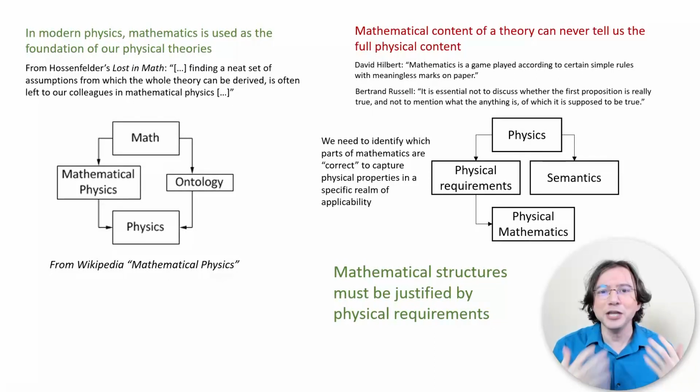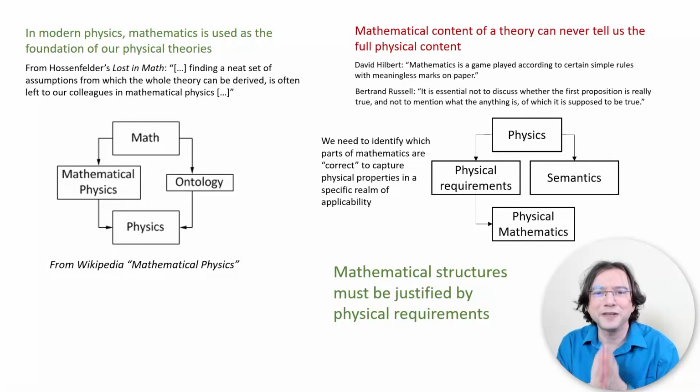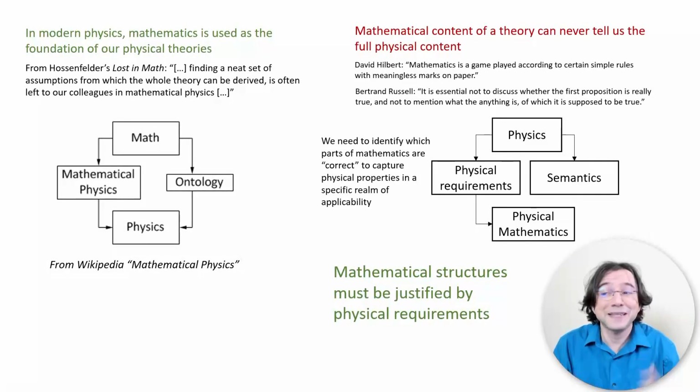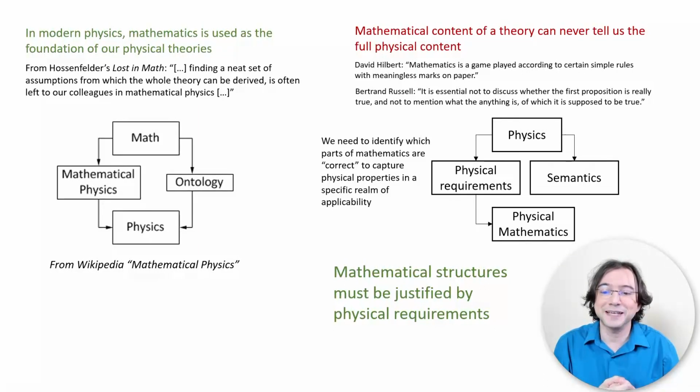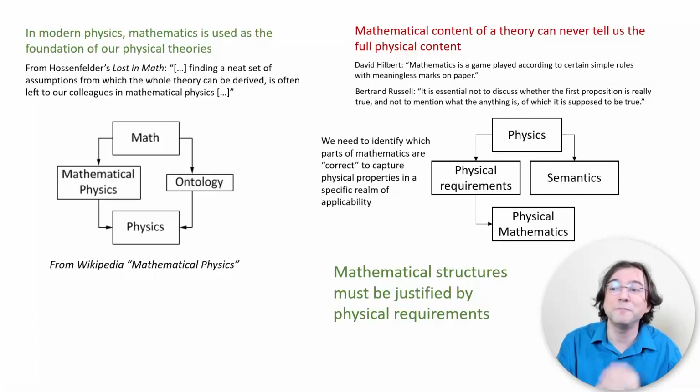And the issue with that theory is that the mathematical content of a theory can never tell us the full physical context, the connection to experiments that at the end of the day we need for a physical theory. That's not in the math. Worst of all, the way that modern mathematics is structured, the meaning is not there in the formal system anyway. David Hilbert says that mathematics is a game played according to certain simple rules with meaningless marks on paper.